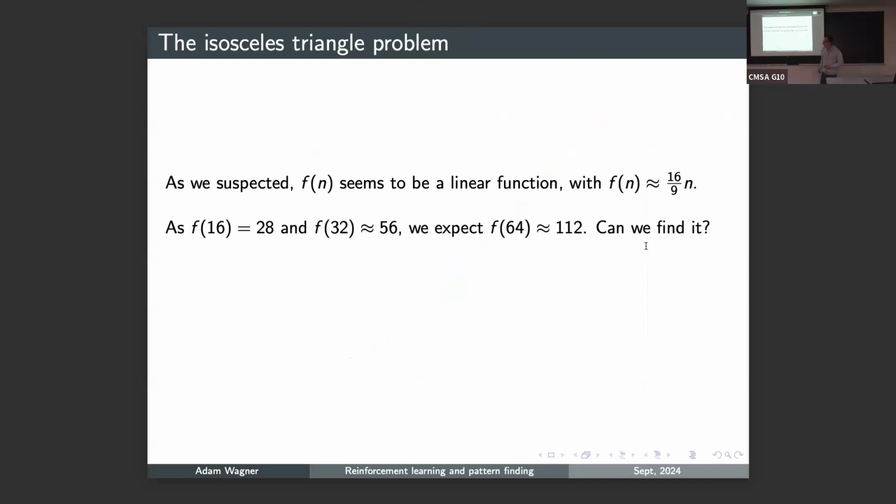If this function is linear, then since the function value of 16 was 28 and the value of 32 was 56, it means that for 64, we expect the answer to be roughly 112-ish. So now we have a guess about what the answer should be for 64. Let's see if we can actually find this.